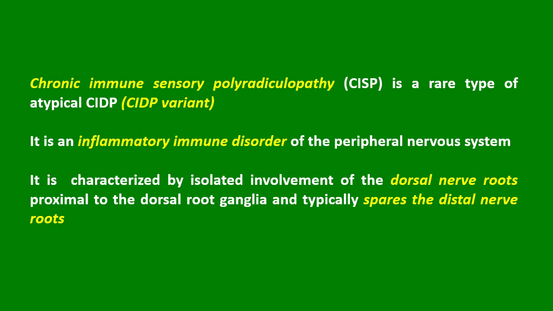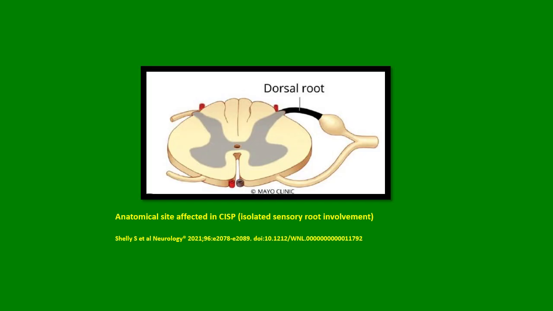Chronic immune sensory polyradiculopathy or CISP is a rare type of atypical CIDP or a CIDP variant. It is an inflammatory immune disorder of the peripheral nervous system. It is characterized by isolated involvement of the dorsal nerve roots proximal to the dorsal root ganglia and typically spares the distal nerve roots. This figure shows the site of involvement in CISP, which is the dorsal root proximal to the dorsal root ganglia and spares the distal nerves.